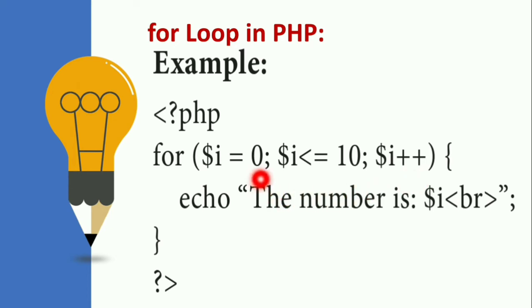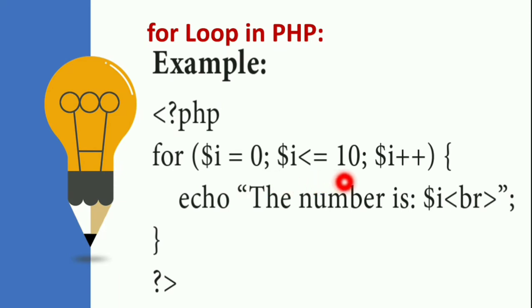So after 0, the next number will be 1. Then 1 plus 1, 2. 2 plus 1, 3. It goes in this pattern. So in total you have to execute this particular line 11 times. How is it 11 times? It starts from 0 and ends at 10. So total 11 times. You should count how many times using these two numbers.